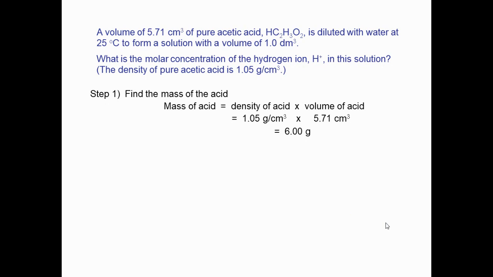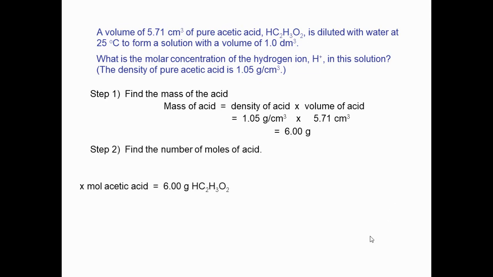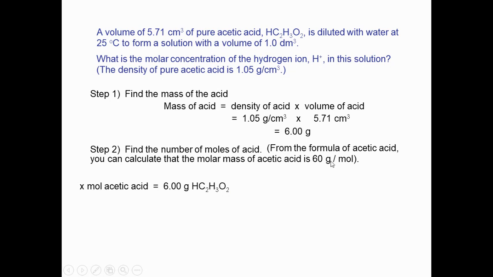Now I need to figure out what its molar concentration is. So I have to convert grams into moles and then take moles divided by my volume to get molarity. So let's do that next. I have 6 grams of acetic acid. If I took the time to calculate the molar mass: 1 hydrogen weighs 1, 2 carbons each weigh 12 is 24, another 3 hydrogens at 1 each, and 2 oxygens times 16. Well, that adds up to 60 grams per mole. That's the molar mass of acetic acid.